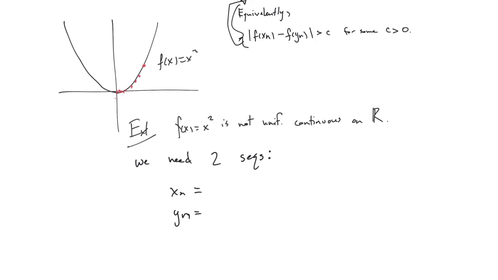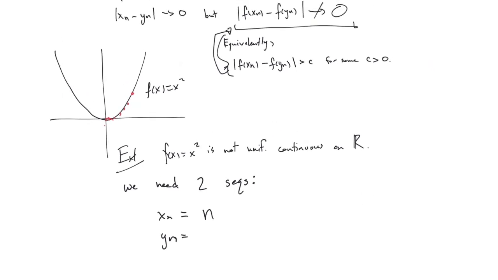Just n? Yeah, how about xn equals just n? I hope you have the vague idea that instead of having these points approaching the origin, you want them to go all the way out to the right. And I said before, it's not necessary that xn actually converges, because you might be worried that n doesn't actually converge to anything.